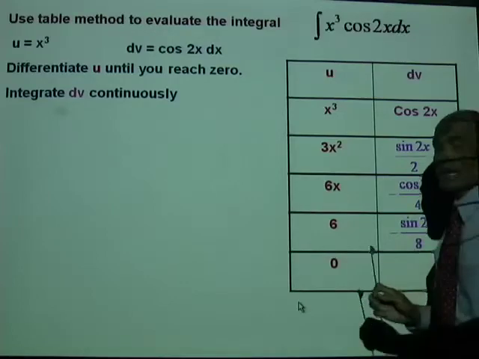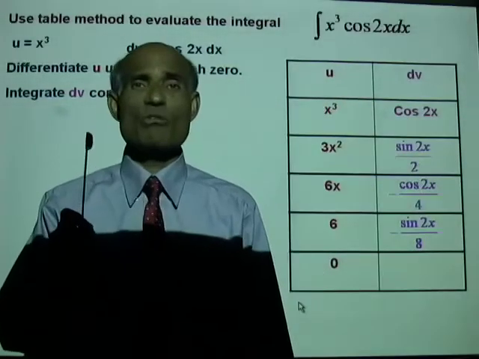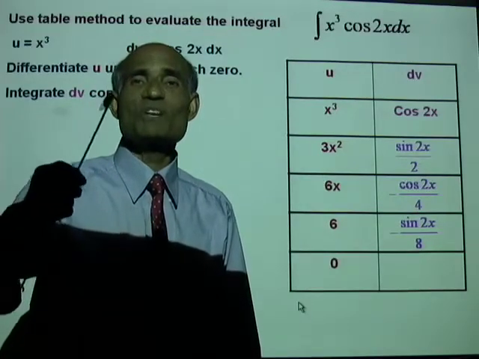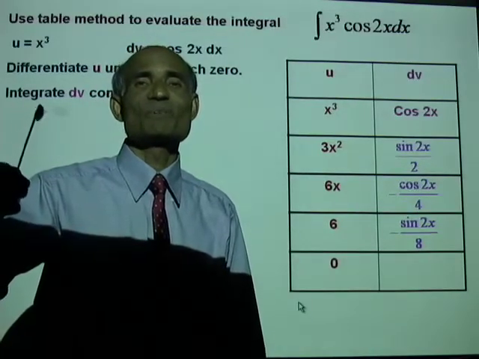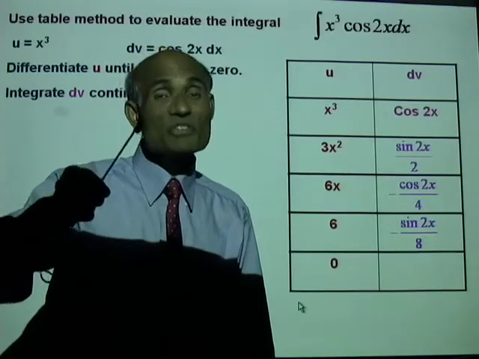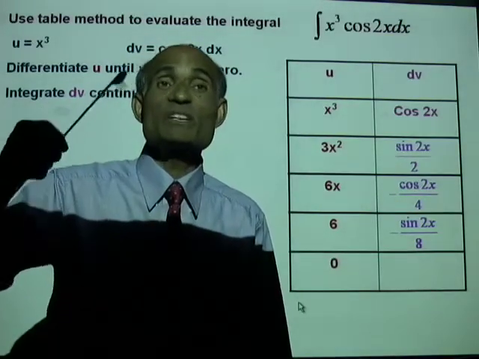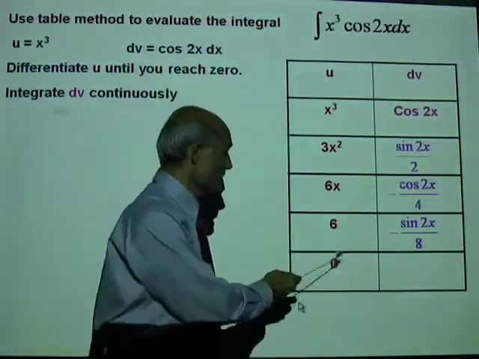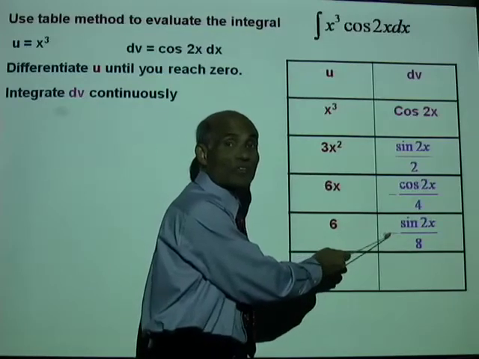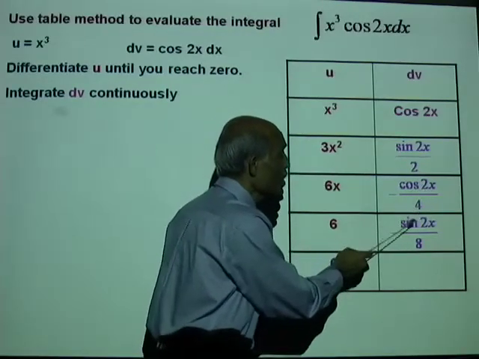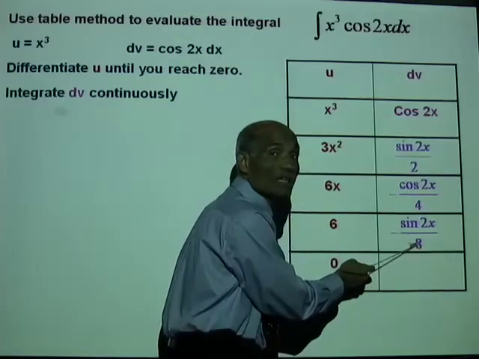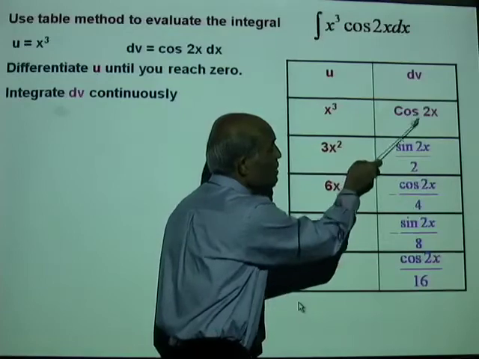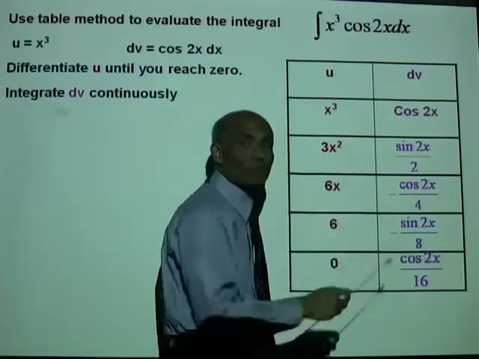Now if you integrate that, what will it be? Write that on your own. What is the integral of negative sine 2x over 8 dx? The integral of sine 2x dx is negative cos 2x over 2. So that negative and this negative will make it positive. So that will be positive cos 2x over 16. That's right. So we integrated cos 2x continuously.